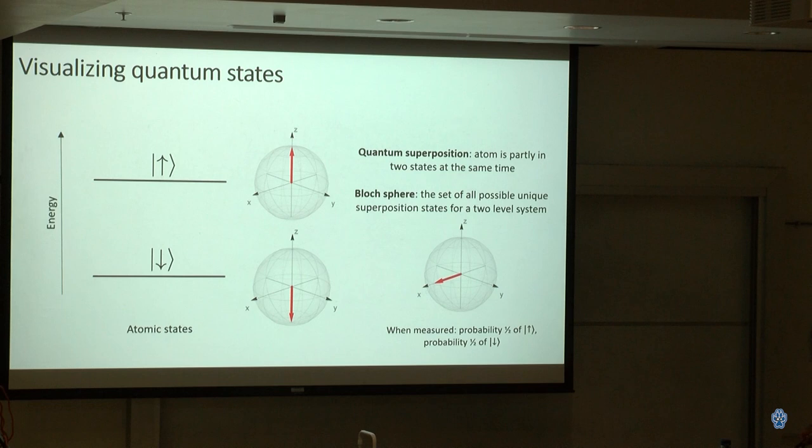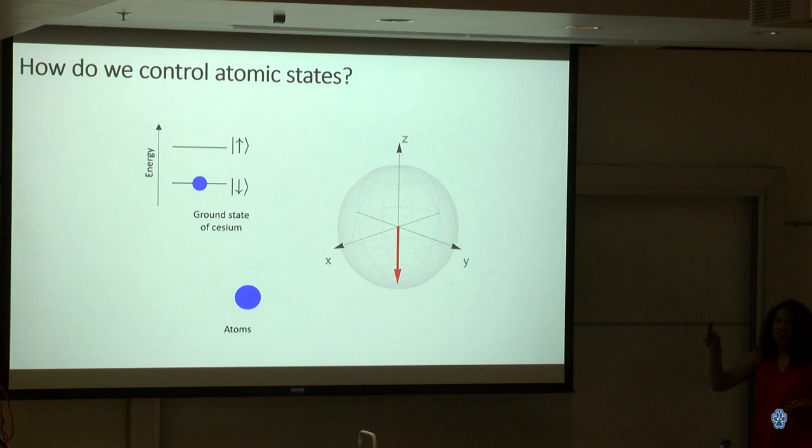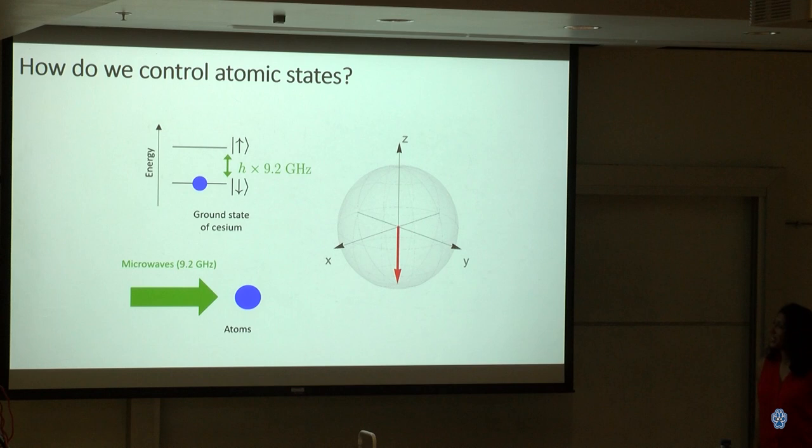Now we have really great control over what state our atom is in. So imagine you have some atomic cloud and all of those atoms are in the down state somehow. We want to put them in the up state. Well, we know exactly what the energy splitting is. It's h times 9.2 gigahertz. And 9.2 gigahertz are microwaves. That's the regime those waves are in.